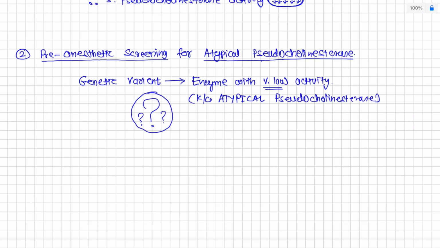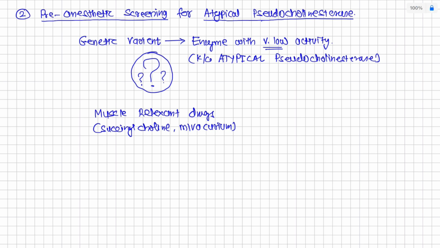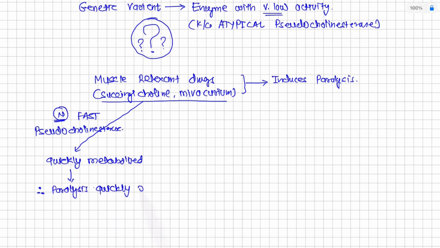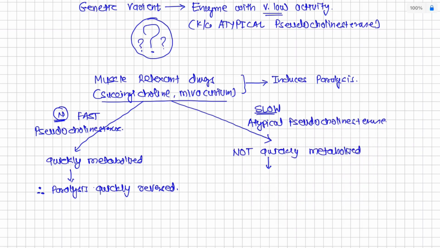Because during anesthesia, to do some operative procedures, muscle relaxant drugs like succinylcholine and mivacurium need to be administered to the patient. These muscle relaxant drugs are actually very dangerous because they literally induce paralysis. But in a normal person, these drugs are quickly metabolized by normal fast-acting pseudocholinesterase and the paralytic effect is quickly reversed. But in a person having a slower-acting atypical pseudocholinesterase, these drugs are not quickly metabolized. So paralysis can last much longer than expected, which can even lead to dangerous prolonged apnea.